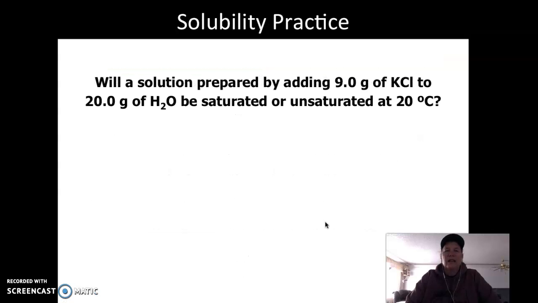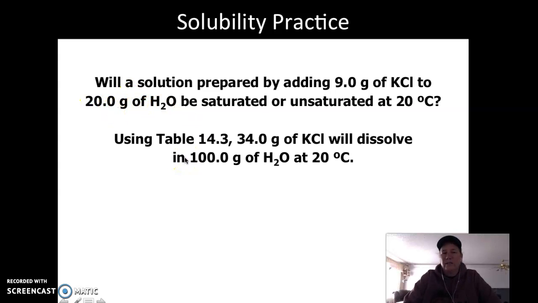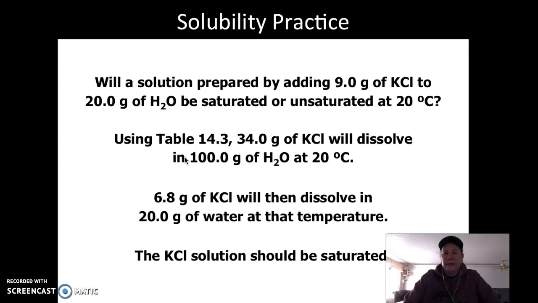Okay, so here's a solubility practice. You'd have to go back to that chart. Will a solution prepared with 9 grams of potassium chlorate in 20 grams of water be saturated or unsaturated? This is one where you'd have to look at that table. I'm not going to worry about that, but you'll see solubility curves like that all the time, and it's just matching the temperature, finding your substance, and determining whether it will be saturated or unsaturated. Saturated means it's dissolved all it can. Unsaturated means you can dissolve more in it.